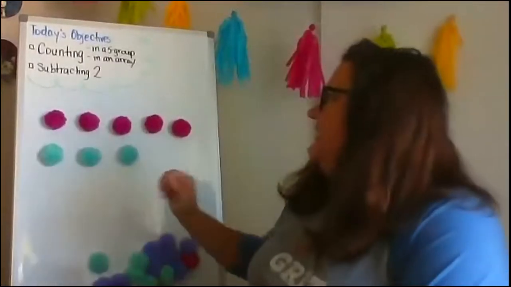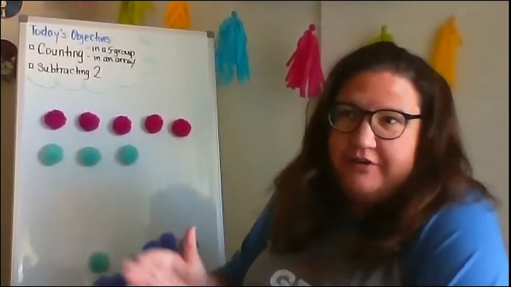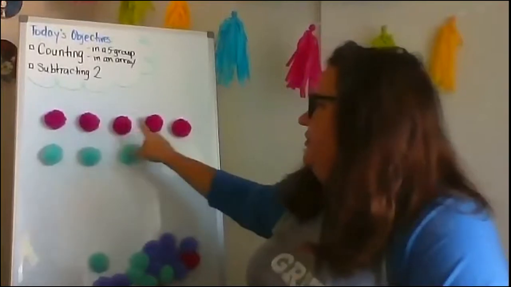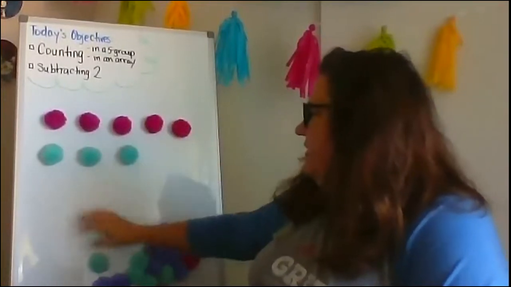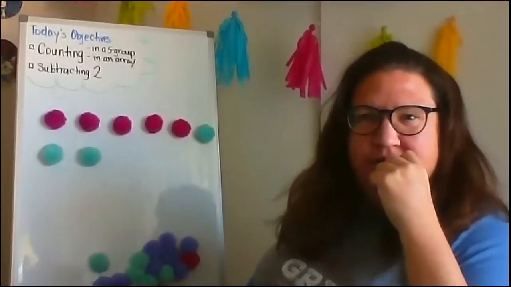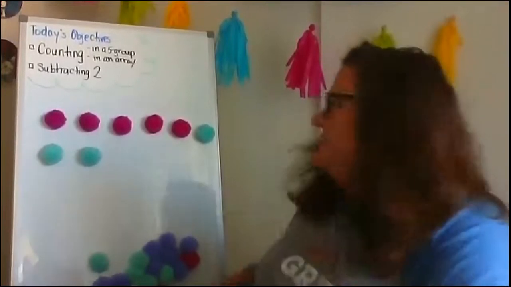All right, let's take a look at counting in a 5-group way. 5-group means they're in a group of 5, right? 1, 2, 3, 4, 5. Now, if I had taken this one and put it up here, is that a 5-group? No, we added 1. It's a 6-group, and that's not a thing.